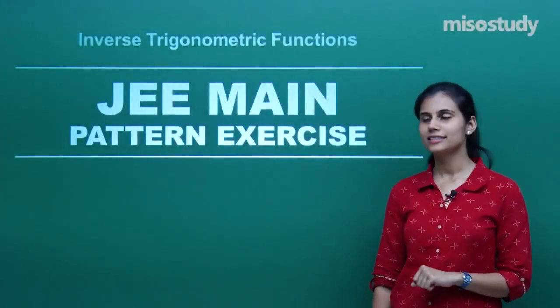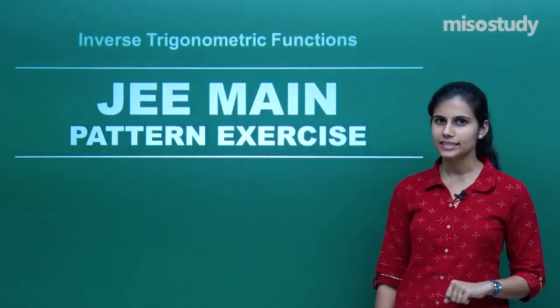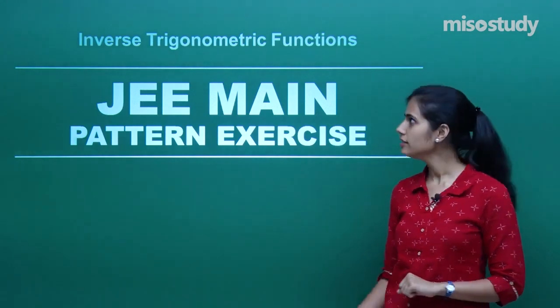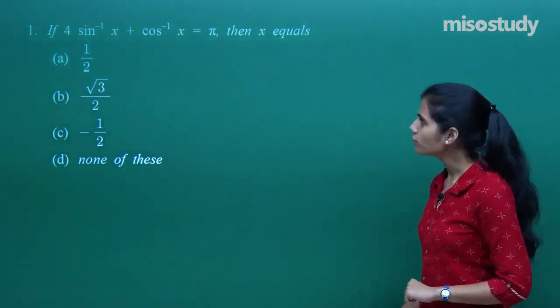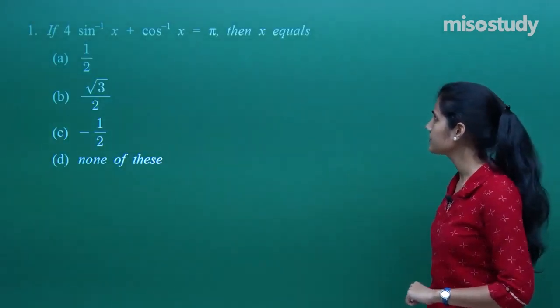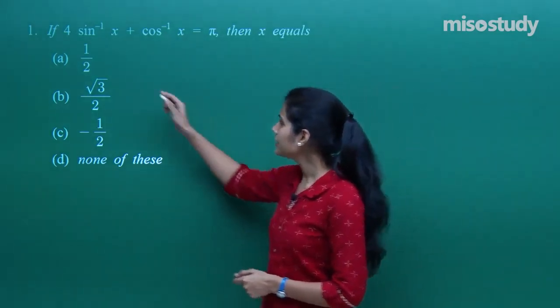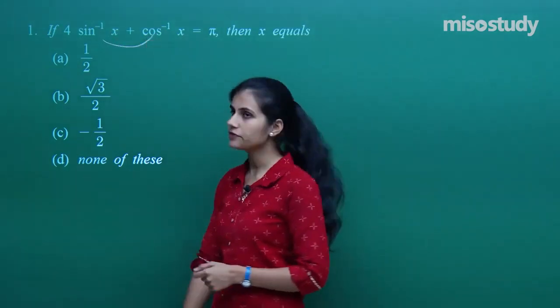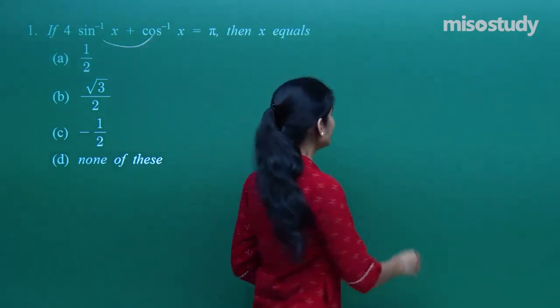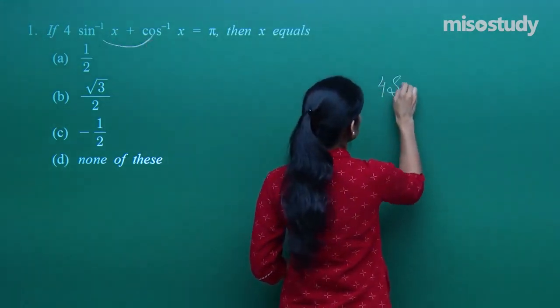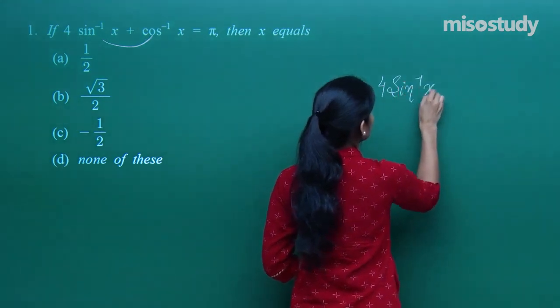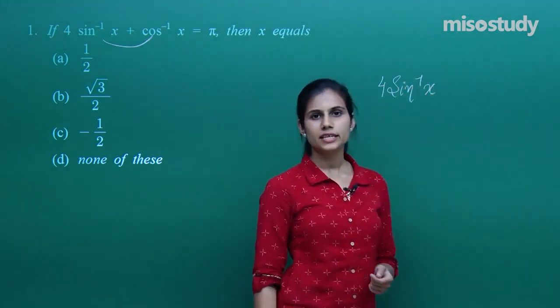So guys, let's begin our discussion over the JEE Main pattern exercises for inverse trigonometric functions. The first question says that if 4 sin inverse x plus cos inverse x is pi, then x will be what? Over here there is a clear connection between sin inverse x and cos inverse x being visible. So I will be interested in using the property that sin inverse x plus cos inverse x is pi by 2.